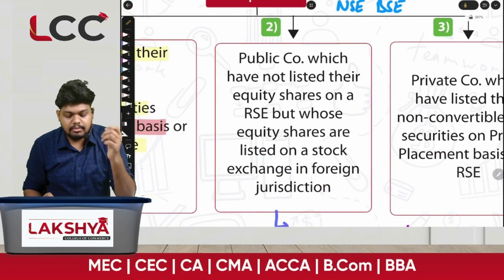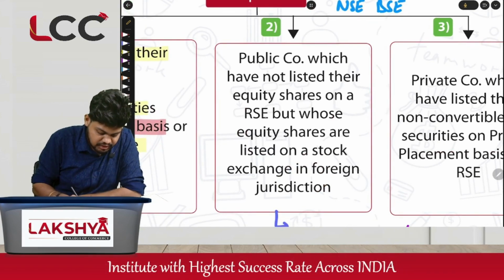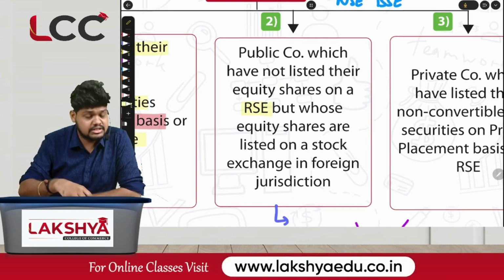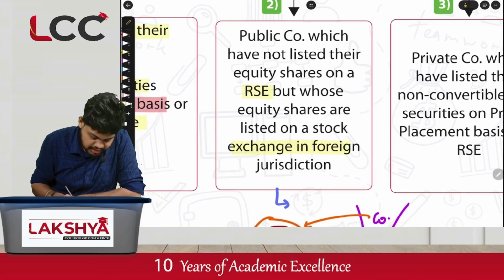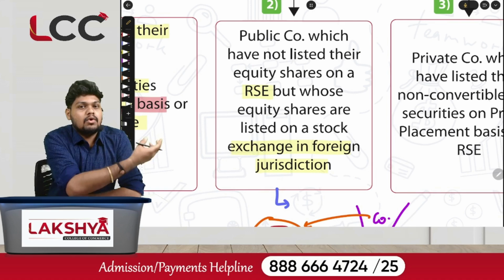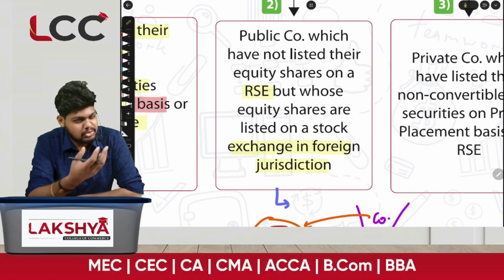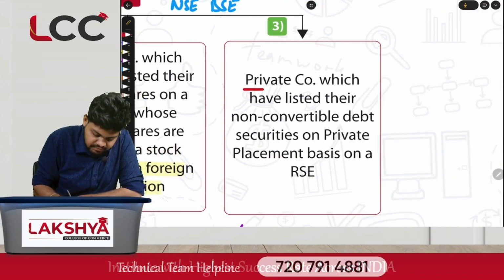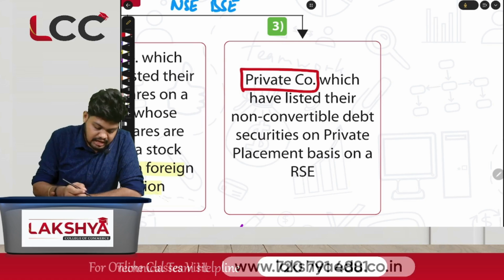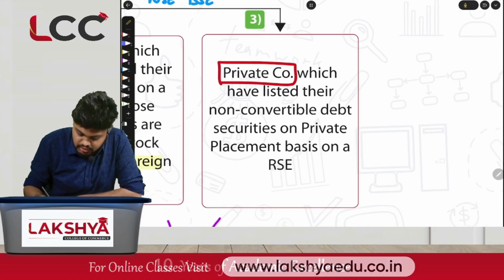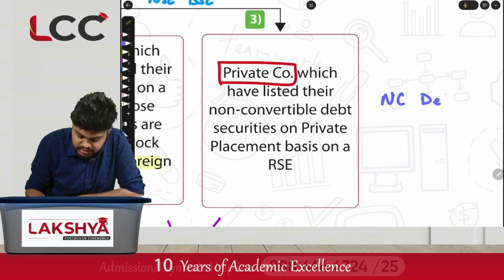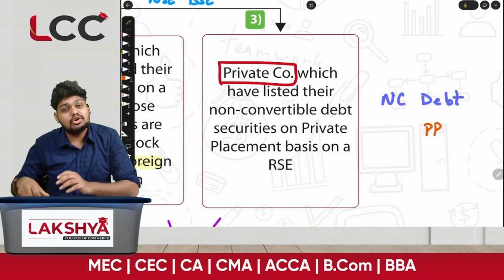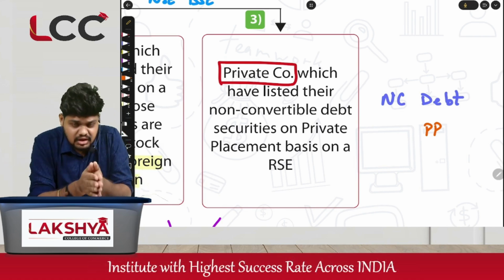Look at the wordings here. A public company which has not listed its equity shares on a recognized stock exchange of India, but whose equity shares, understand this, equity shares themselves are listed on a stock exchange located where? Outside India, in a foreign jurisdiction. If it is in a foreign jurisdiction, because they're not available, they're not considered a listed company. And the last exception, given for a private company, states that a private company which has issued non-convertible debt securities, again, on what basis? On a private placement basis, and got those securities listed on a recognized stock exchange.